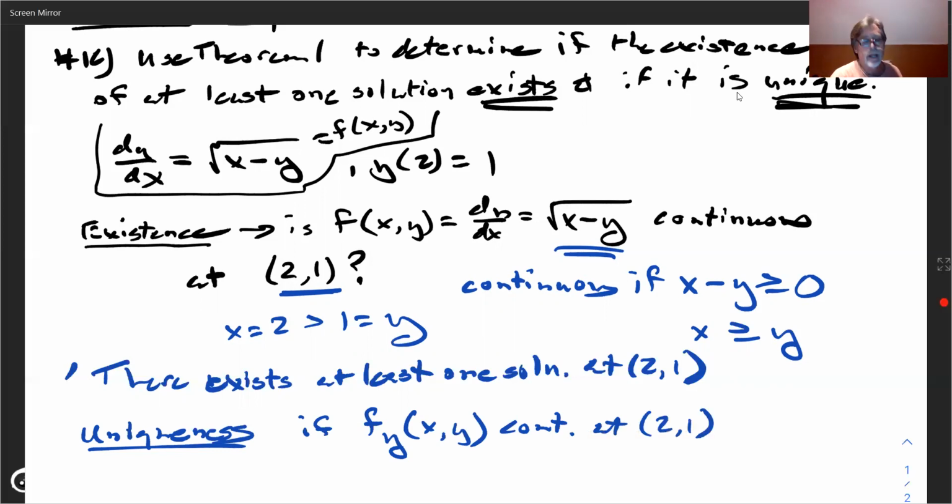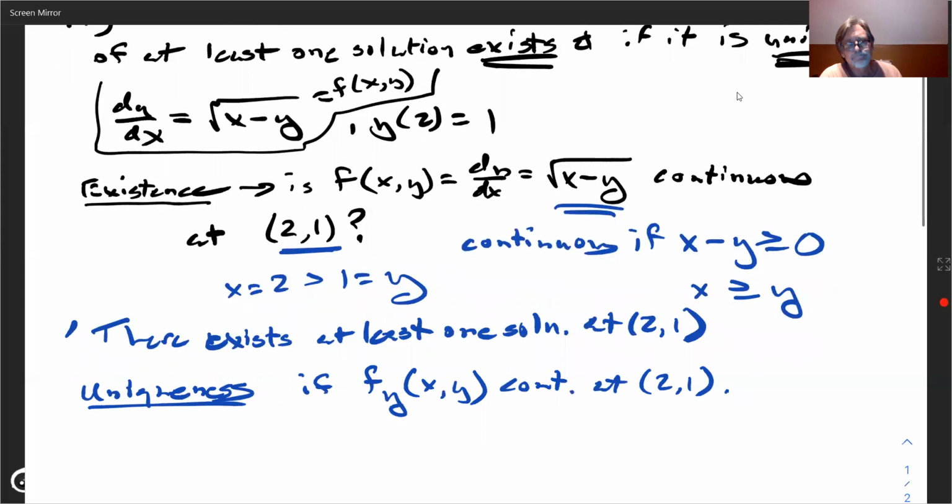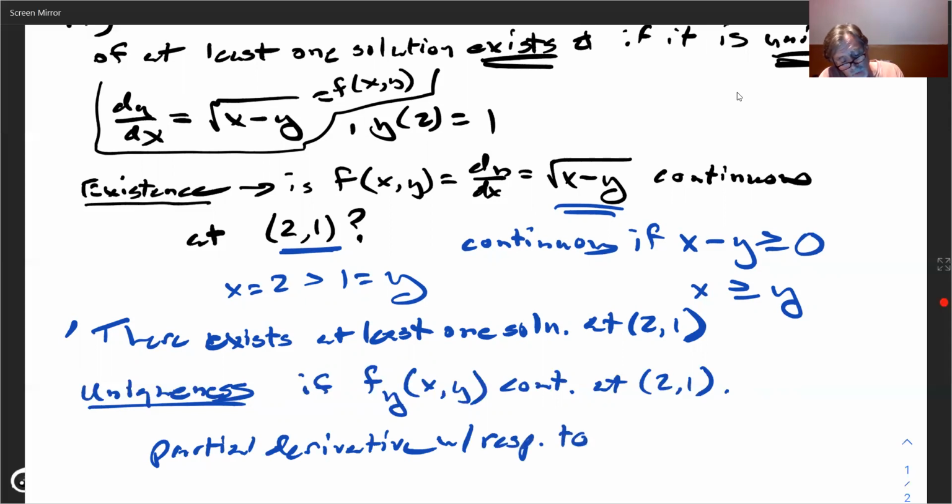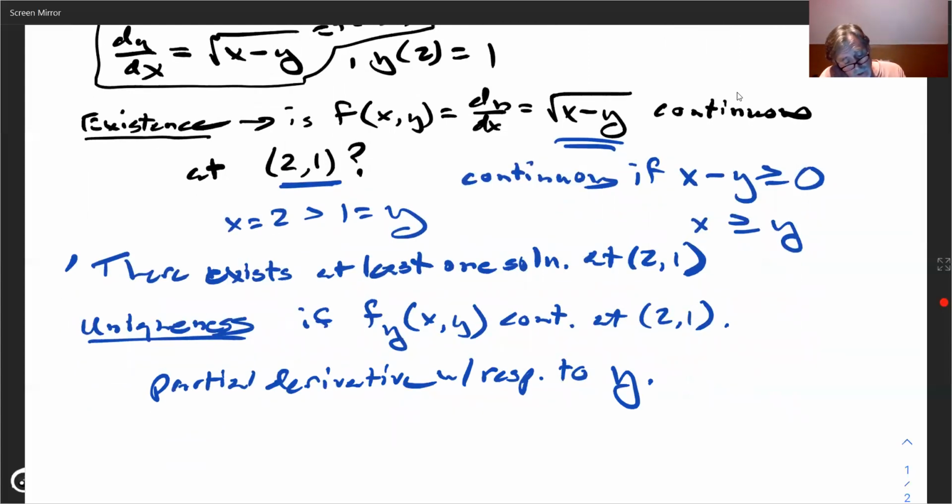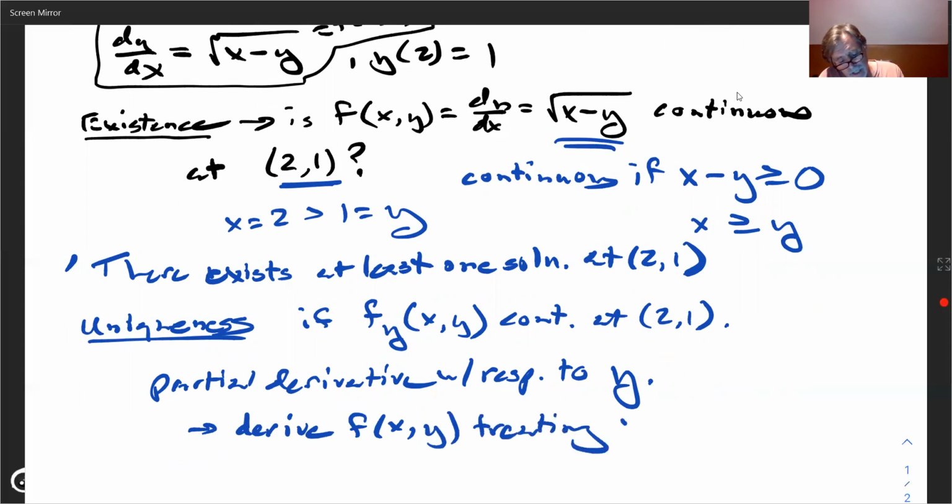Okay, Calc 3 graduates, what's f sub y all about? That is the partial derivative with respect to y. So those of you that have not had Calc 3, don't despair. What you do is you derive f of x, y, treating x as a constant and y as the live variable. Just for you guys, I write that out, and that's all you have to do.